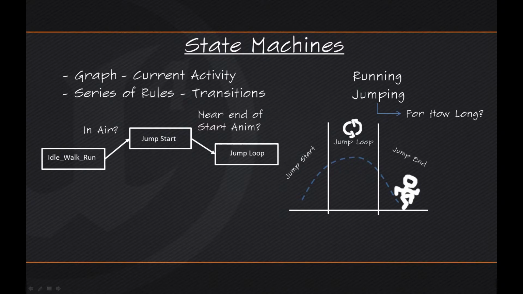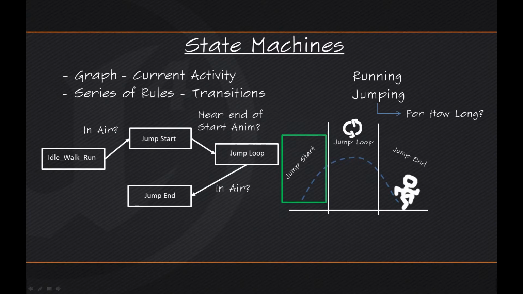Now, remember how we took our jump and we cut it up into three parts? Once we get towards the end of the jump start animation, we can just automatically go ahead and move him over to the jump loop animation. So following the jump loop, the next logical state we would have is our jump end state. And the jump end is simply going to be fired by asking, are we still in the air? And if the answer is no, then we're going to go to the jump end animation. So let's actually put that in parentheses here for clarity. Are we not in the air?